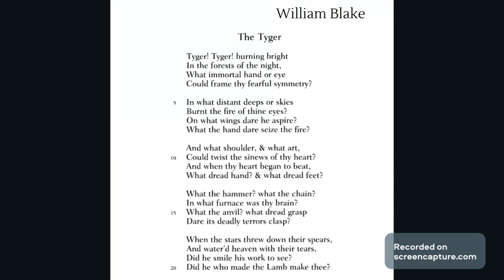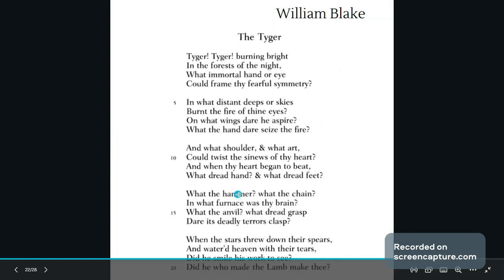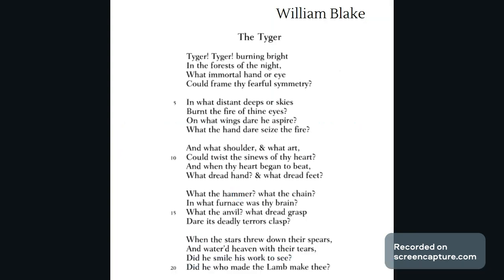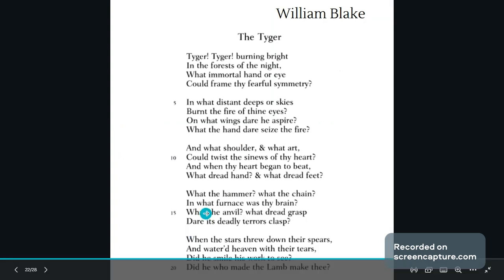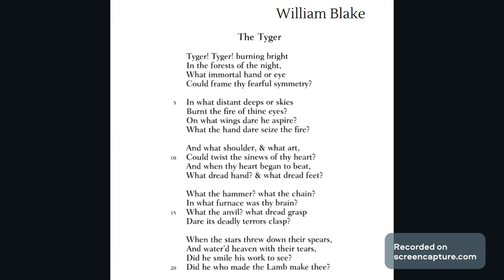We can see here an example by William Blake in the poem "The Tiger," when the poet starts addressing a figure, a "he." "Did he smile his work to see?" It being "he," God, and so we see the apostrophe within the poem.